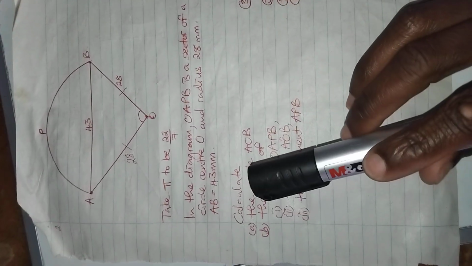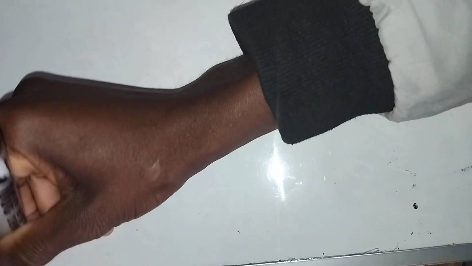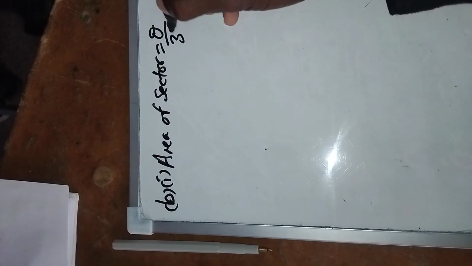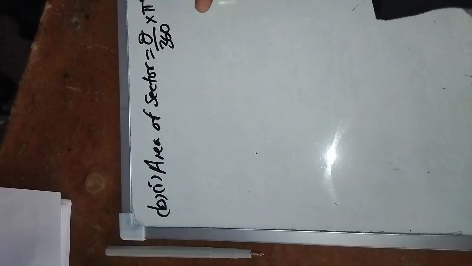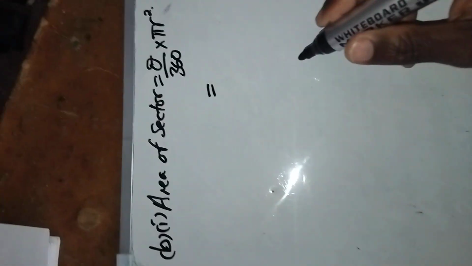Right, part B, the area. Calculate the area of a sector. Item 1, sector OAPB. So B item 1, area of a sector. The formula for the area of a sector is theta over 360 times pi r squared. So theta, remember we have theta above.